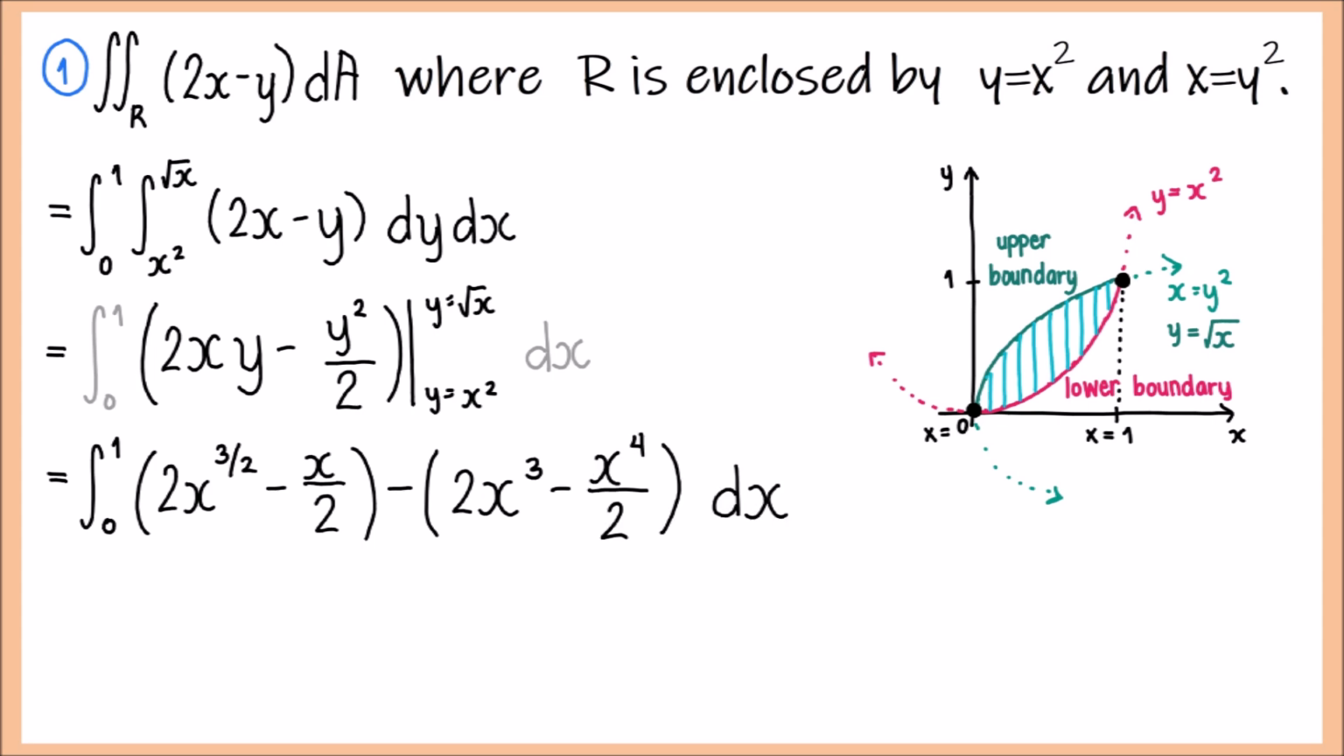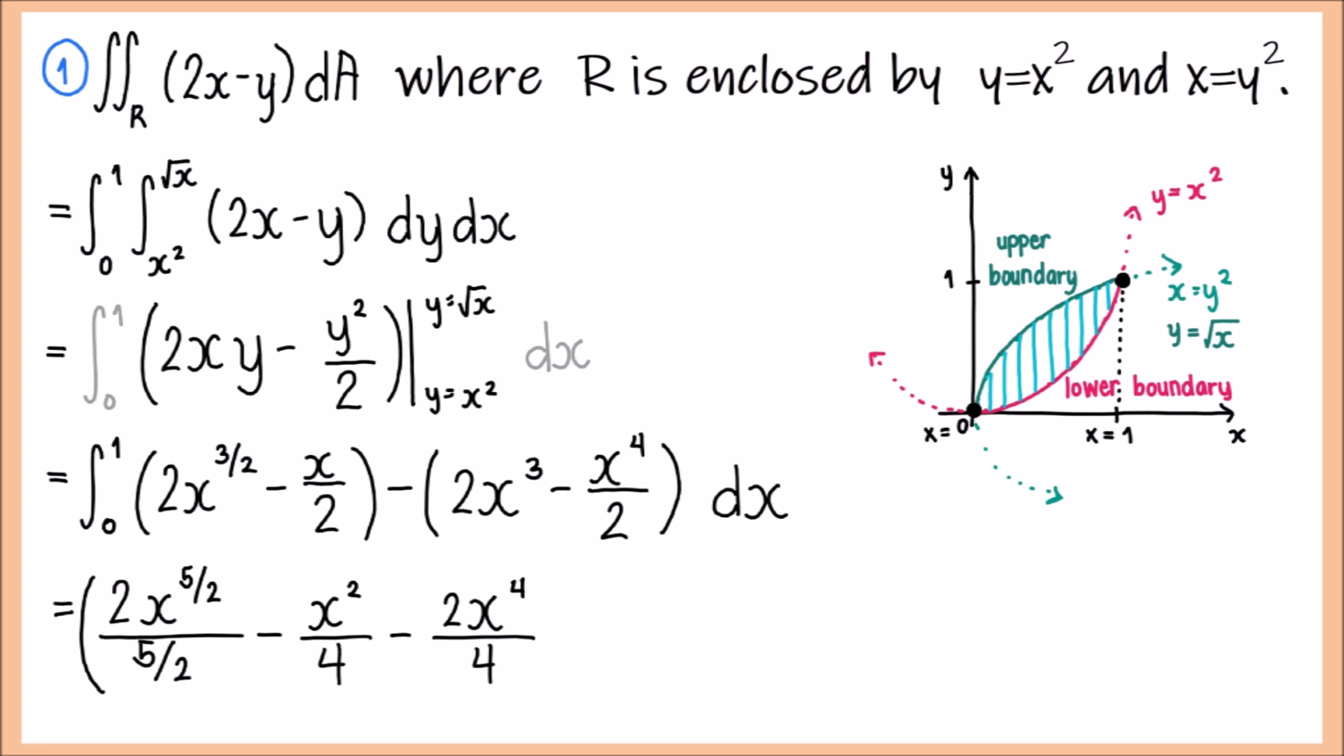Instead of simplifying this, let's just integrate as is with respect to x. So the first term, we have x raised to 3 over 2. If we integrate it with respect to x, that would be 2x raised to 5 over 2 all over the new exponent 5 halves. For the second term, we have negative x squared over 4 minus 2x raised to 4 over 4.